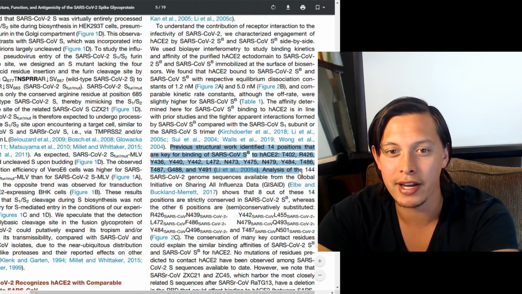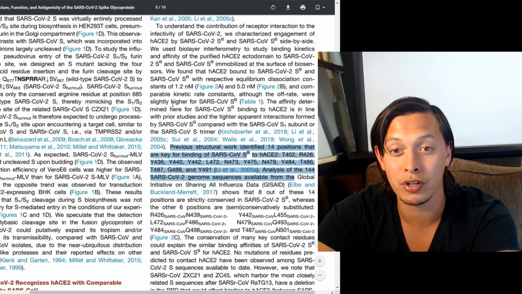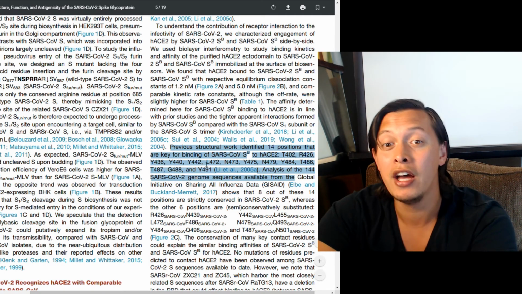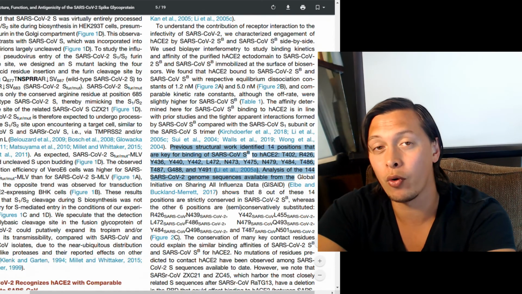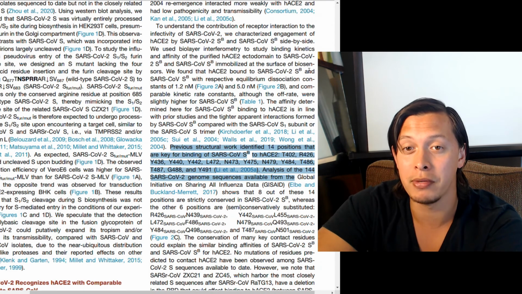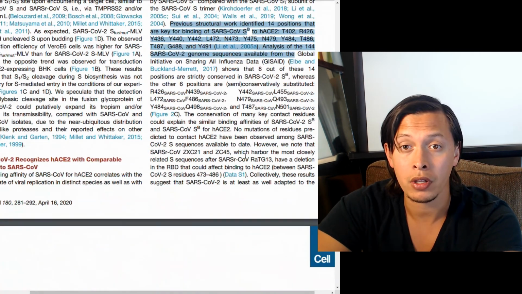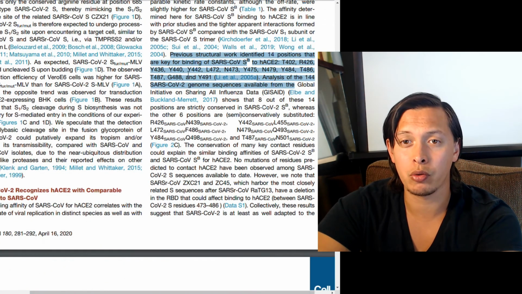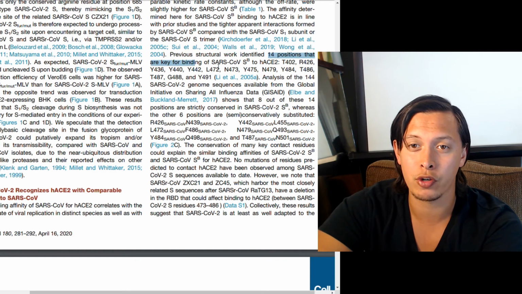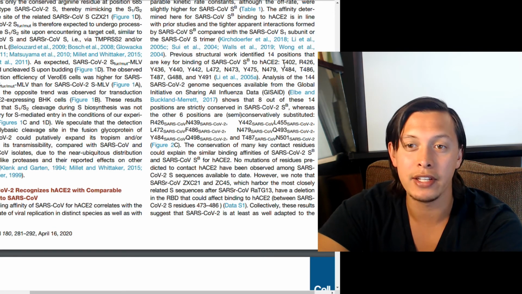They're saying that their results for the original SARS are in line with other studies. Therefore, their results for this new coronavirus spike binding domain should also be taken seriously. So previous structural work identified 14 positions that are key for binding of the SARS coronavirus S-sup B to the human ACE2 receptor. And these are the amino acids.